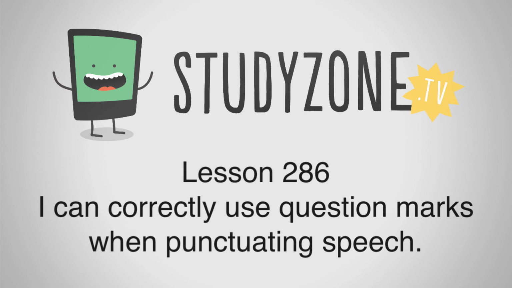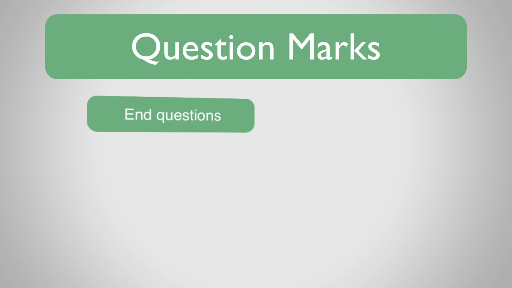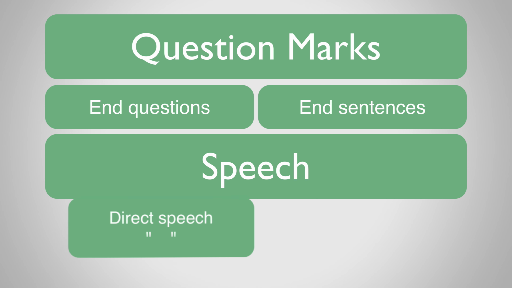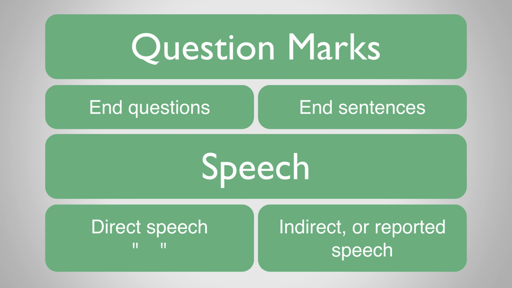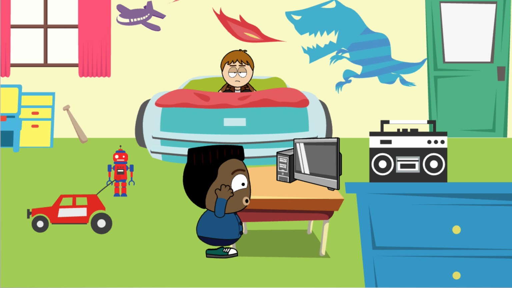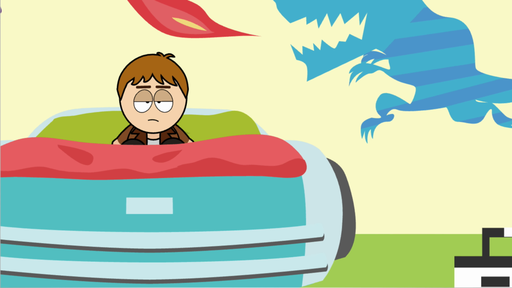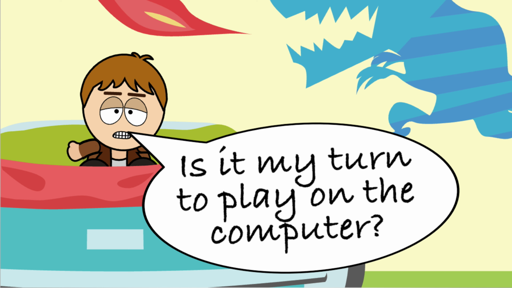We already know that question marks are used to end questions, and that, just like full stops, they end sentences. We also know that speech may be written as direct speech through the use of speech marks, or as indirect or reported speech. Let's now dig a little deeper as we learn how to use question marks with direct and indirect speech. Take, for example, this question that Ben is asking. Is it my turn to play on the computer?